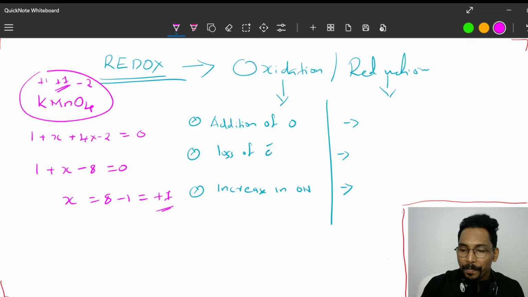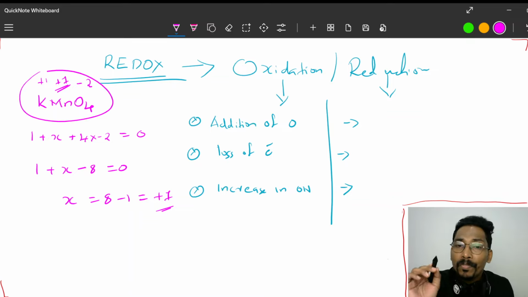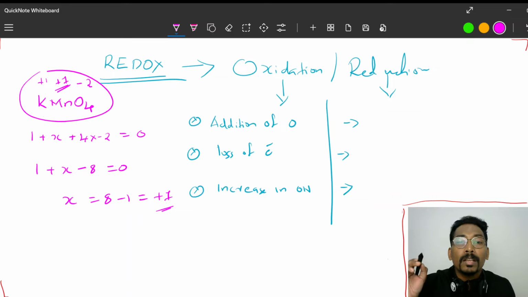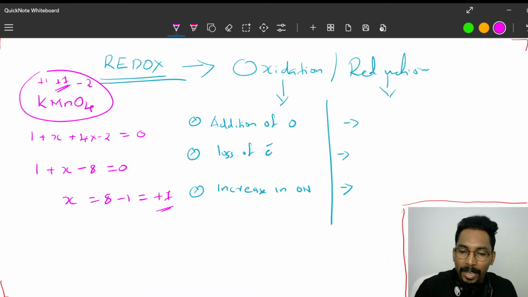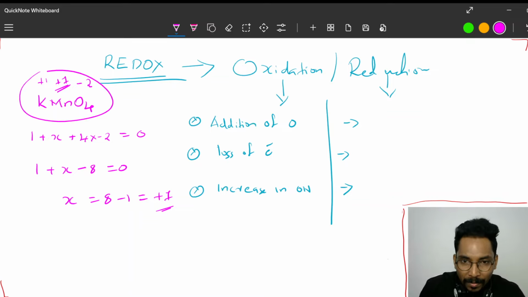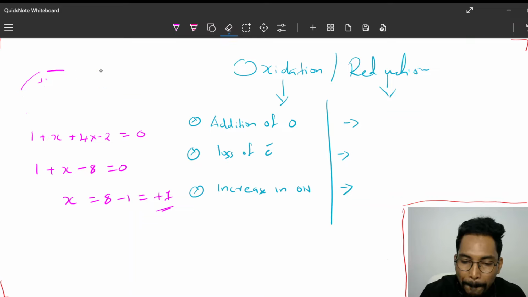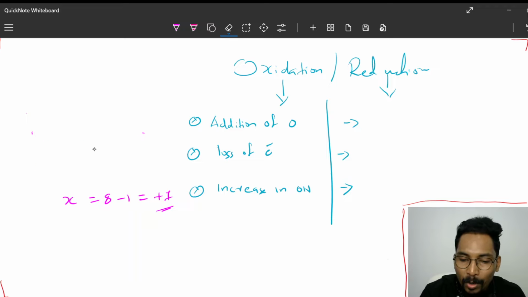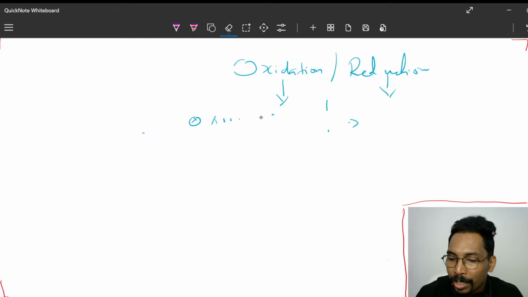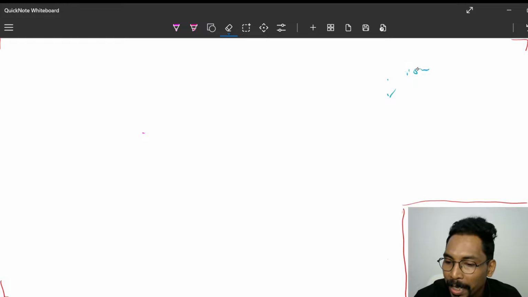That's it. So potassium permanganate is a very important compound in chemistry, used in many chemical reactions, and moreover it's a very strong oxidizing agent. Now we are going to balance a redox reaction. This is a very important part of this chapter, balancing redox reaction. So I hope this is clear how exactly we solved the oxidation number of manganese in potassium permanganate. Clear?